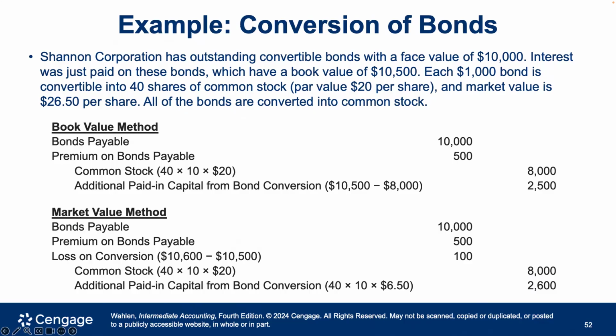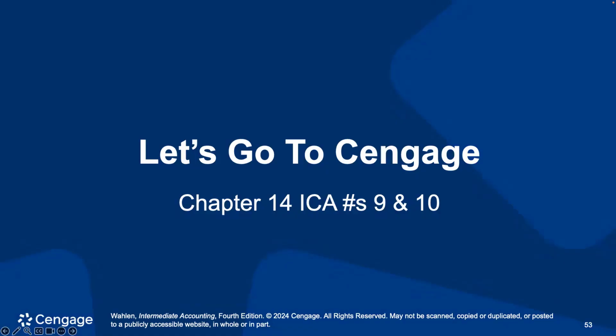So we debit bonds payable for 10,000, premium on bonds payable for 500, loss on conversion for 100, and then credit common stock for 8,000 and additional paid-in capital for 2,600. And now we have an income statement impact because we have that loss on conversion. So book value method, ignore the market value, no gain and no loss. Market value method, use fair value of the stock and recognize a loss. But in practice, we're almost always going to use the book value method.